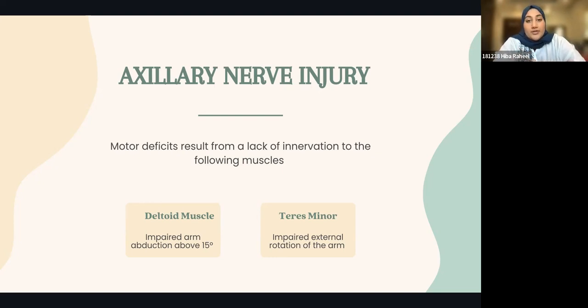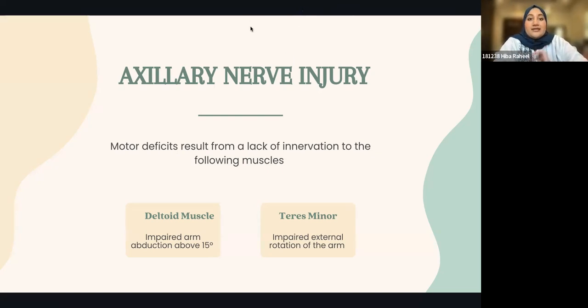Another important muscle, not very important, but it is important, is the teres minor. So teres minor is responsible for external rotation. Again, it's not the only muscle that is responsible. So external rotation of the arm would be impaired, though there would be other muscles doing external rotation.